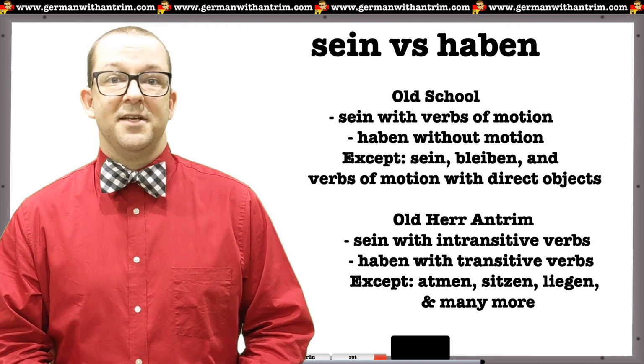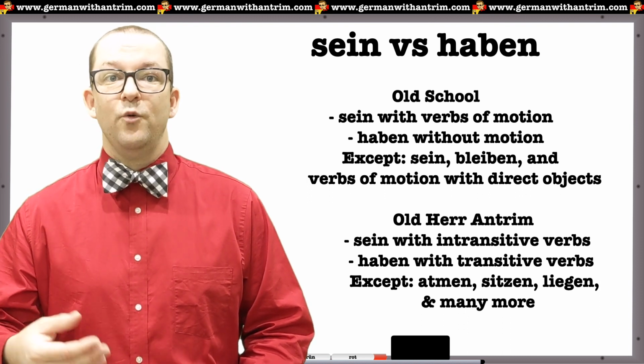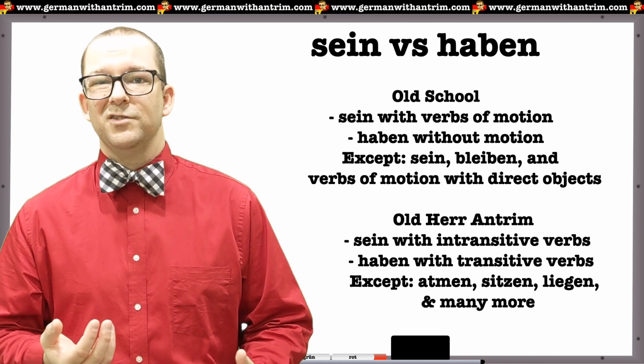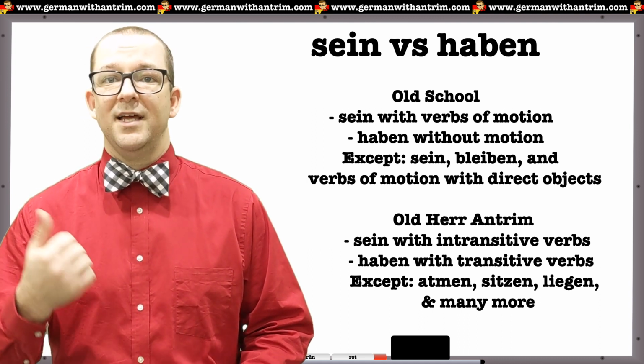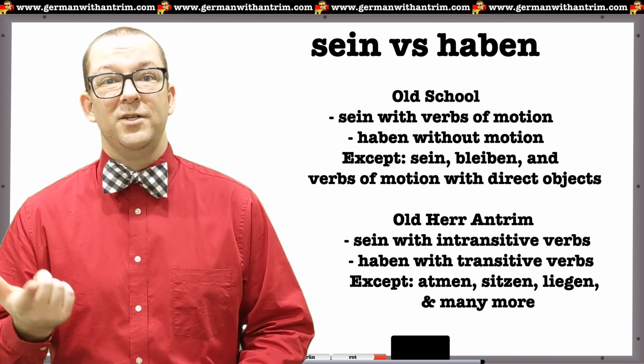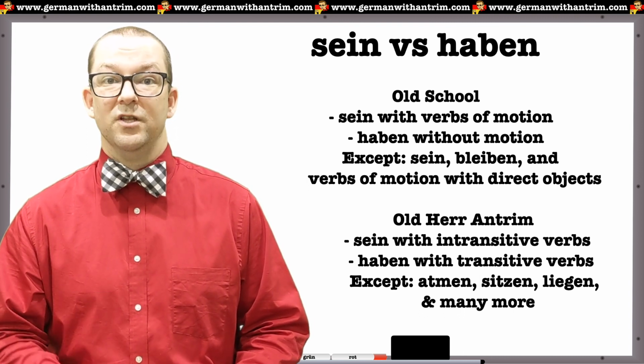Traditionally, German teachers have said that you use sein as a helping verb when the main verb shows that there is motion or change in location, but this causes some confusion when you get to the words like sein and bleiben, which both use sein as a helper, but clearly don't mean to show motion or change in location.